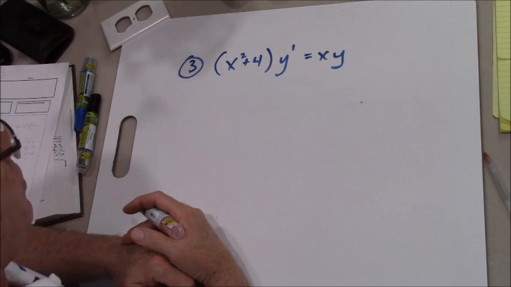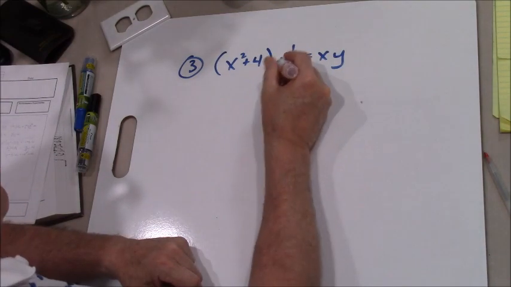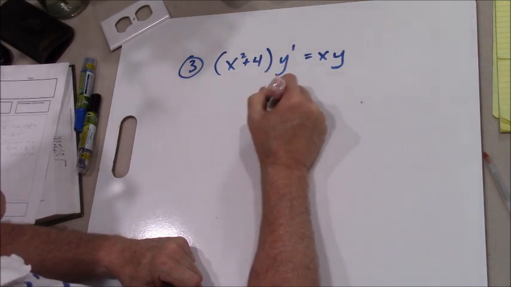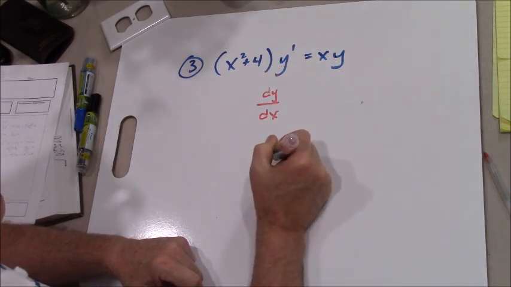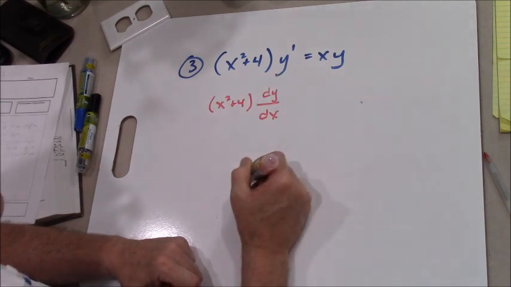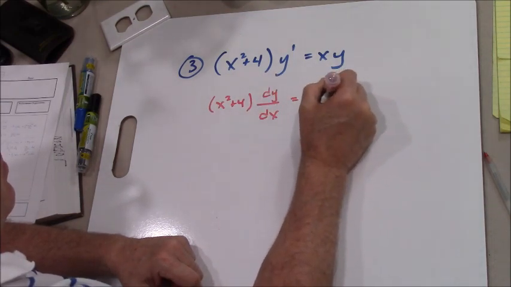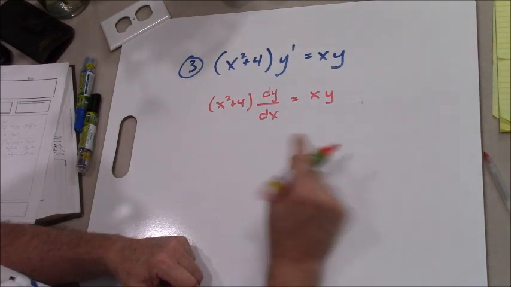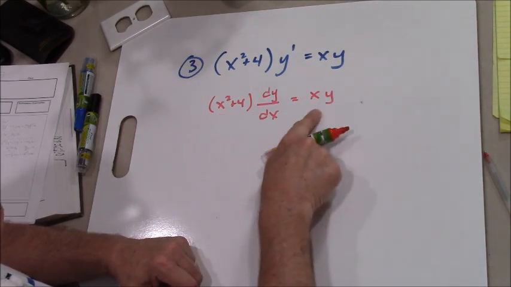All right, so we need to go through separation of variables first. Let me just write this as dy over dx times x squared plus 4. Over here I still have xy. And so what I want to do is move this over and divide.